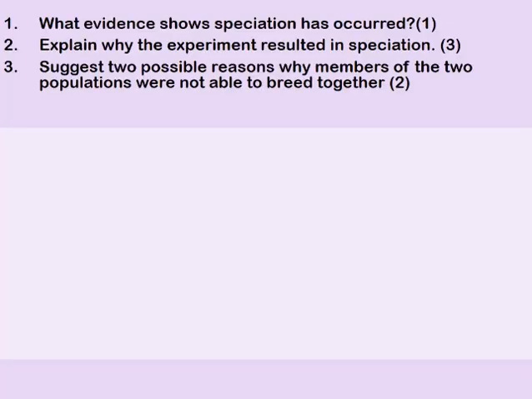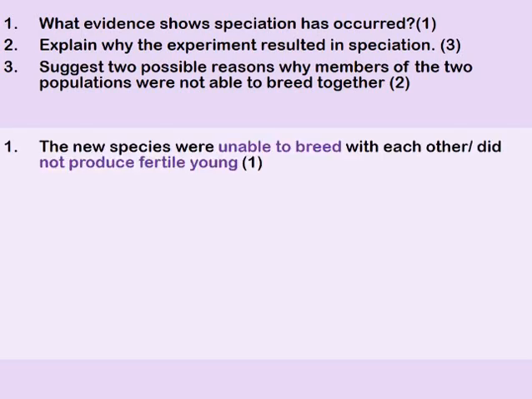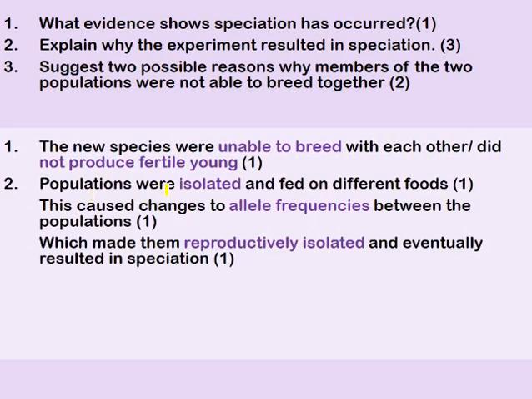And now we can go through the answers. So firstly, what evidence shows that the speciation has occurred? Well, the new species were unable to breed with each other, or they were unable to produce fertile offspring. Number 2, explain why the experiment resulted in speciation. Well, populations were isolated and fed on different foods, different selection pressures. This caused changes to the allele frequencies in different parts of the populations. This made them reproductively isolated and eventually resulted in speciation.